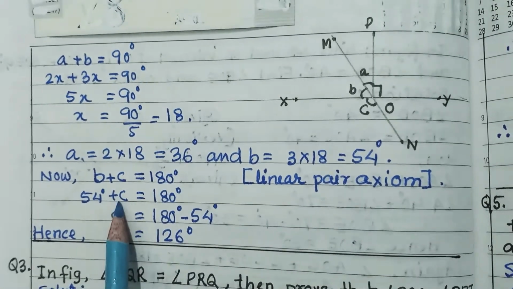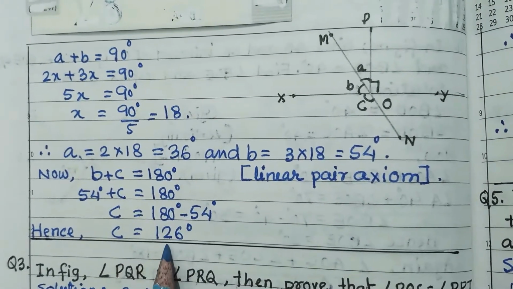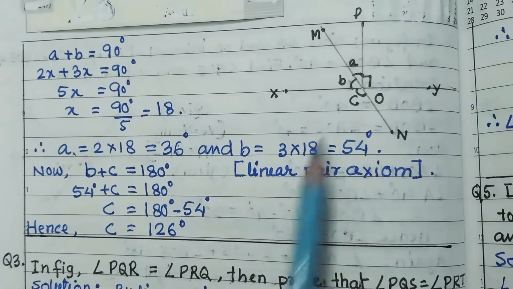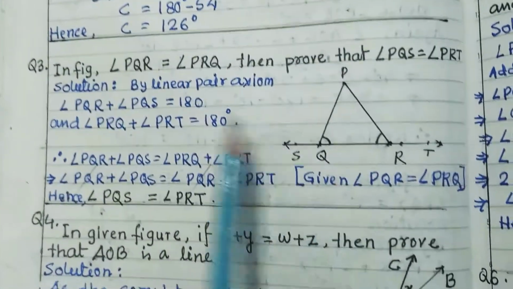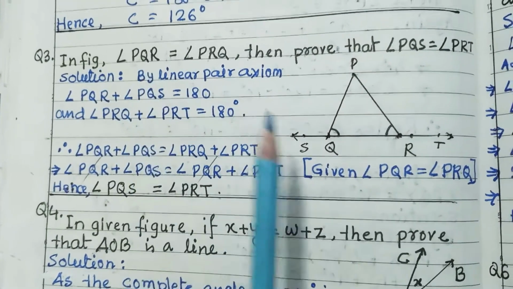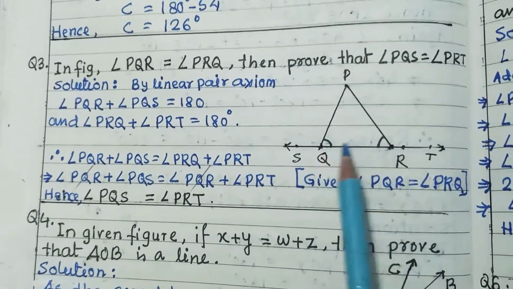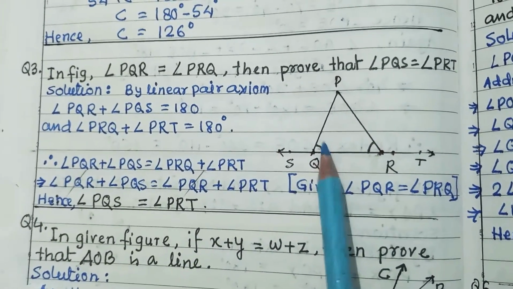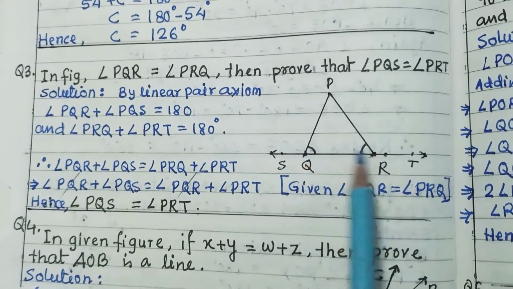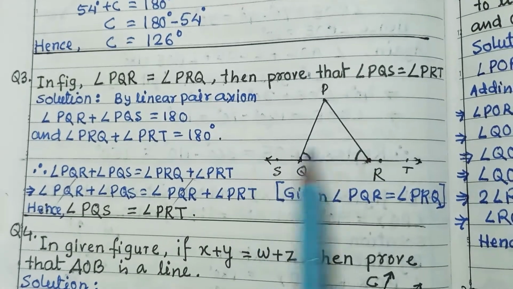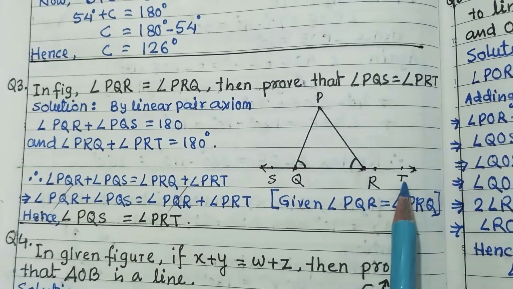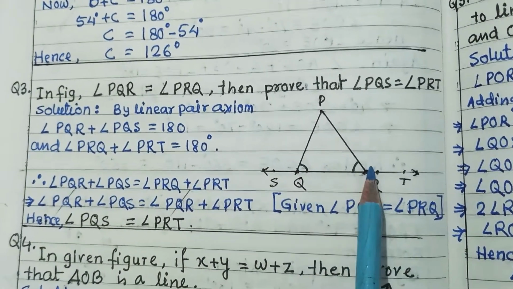So 54 plus C is equal to 180, C is equal to 126 degrees. That we have got. Question number 3. In the figure, PQR, this angle is equal to angle PRQ. These two angles are equal. Then prove that PQS and PRT, these two are equal.